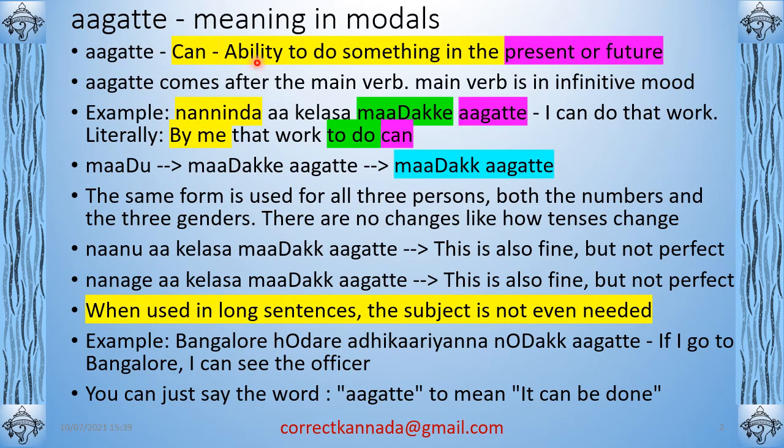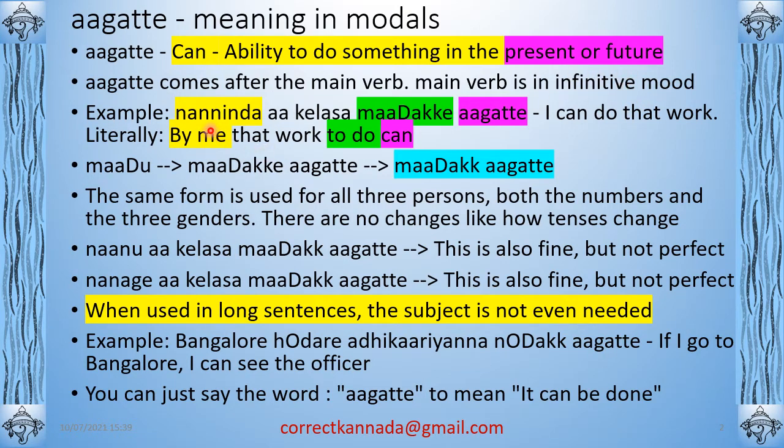So aagatte, what does it mean? Aagatte is can. If you want to say can, it is aagatte. Ability to do something in the present or future, very important. If you want to talk about your ability to do something in the present or future, then you use aagatte. You don't use it for past. So aagatte comes after the main verb, and the main verb has to be in the infinitive mode.